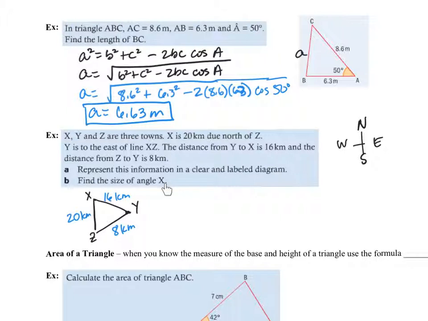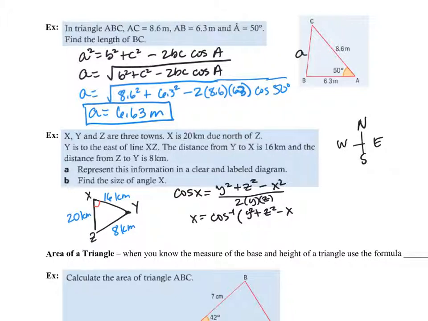So now let's find the size of angle X. If we're going to find this angle X, then we need to use the form of the law of cosines that's solved for the cosine of X. So let me write that out. It would be cosine X equals y squared plus z squared minus x squared all over 2 times y times z. And we can take that a step further and say that X would be equal to cosine inverse of y squared plus z squared minus x squared all over 2 times y times z.